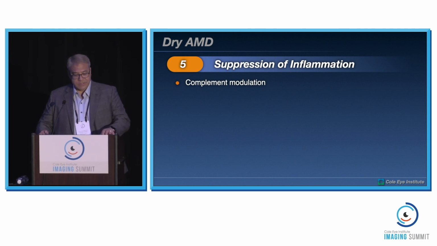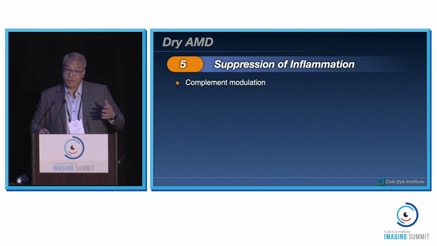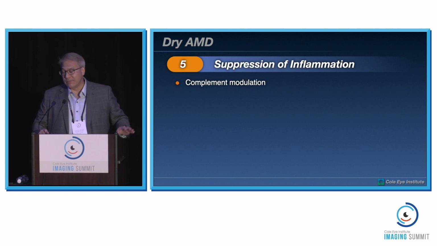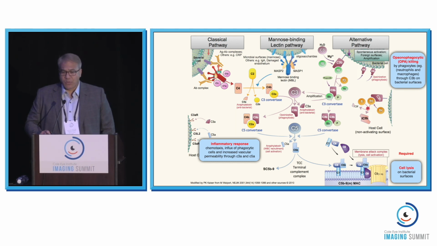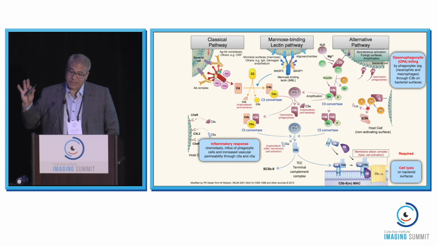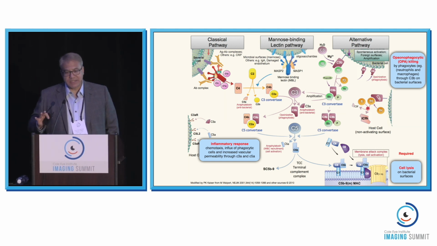So that brings us to suppression of inflammation. This is the only area within dry AMD treatment that actually has positive phase 3 data. And if you look at the complement system, there are multiple areas within this complement system, but this system was designed to treat bacteria and viruses. You need to keep that in the back of your mind. That's the whole raison d'etre of the complement system, not GA.